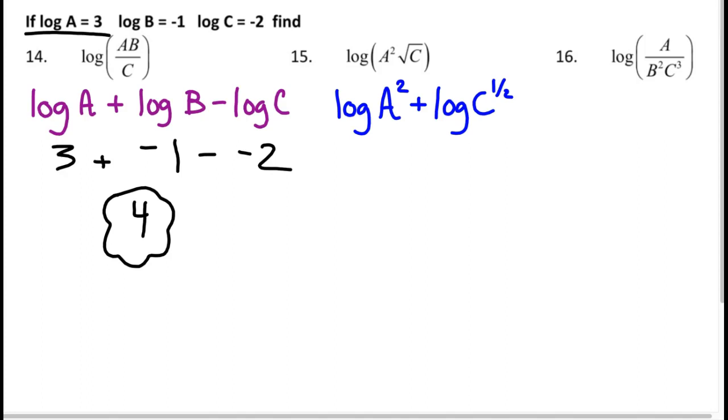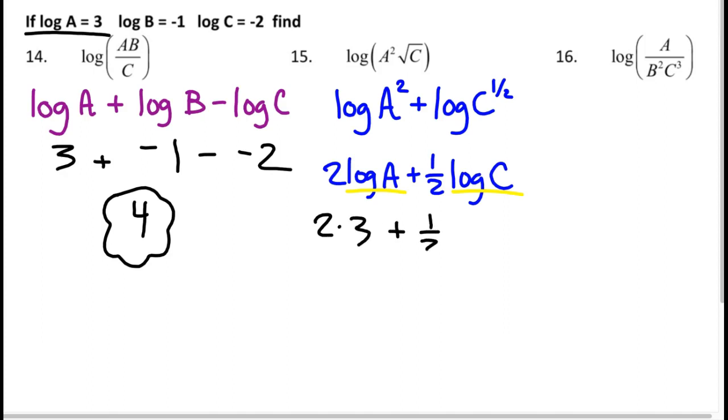All right, so this here is going to be 2 times the log of A plus 1/2 times the log of C. And now you can make your substitutions. So what is the log of A? That's above, it's 3. What's the log of C? They say up there it's -2. So that's going to be 2 times 3 plus 1/2 times -2. That's going to be 6 minus 1, which is 5.